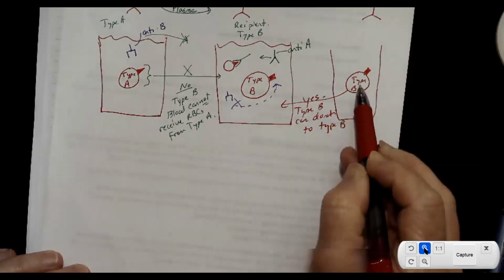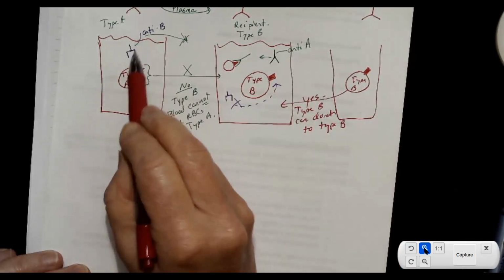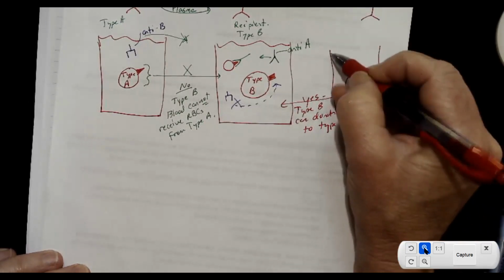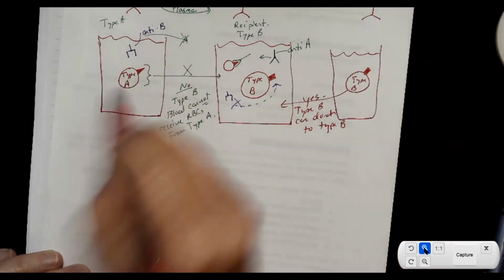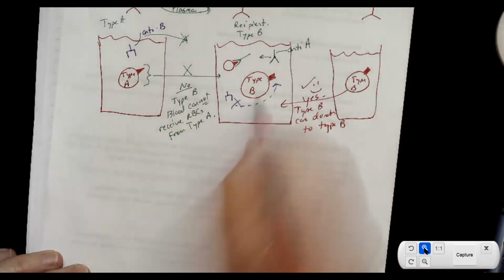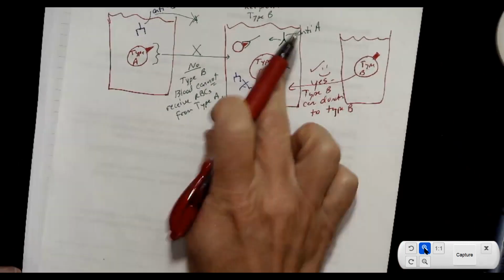Could this one come in here? No, because that anti-B antibody would clump onto this, and so no, this could not give to him. But this, yes, this blood could give to this, right? Is there anybody else that could give to this blood?